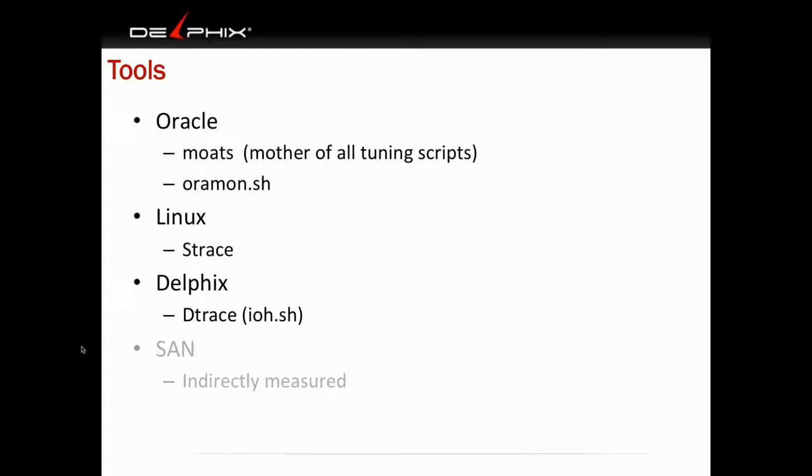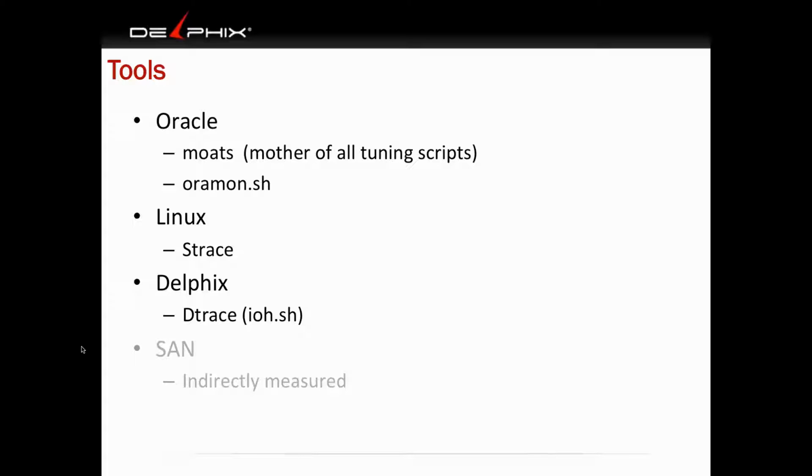So what tools do I use? Anybody heard of MOTS? One, two. MOTS stands for Mother of All Tuning Scripts, and it was written by Tanel Poder and Adrian Billington. It's a great script. I modified it to add some more specific I/O stuff. I also wrote a script called ormon.sh. These are on GitHub, and I'll show you that. Ormon.sh is basically like iostat, except from the Oracle database perspective.